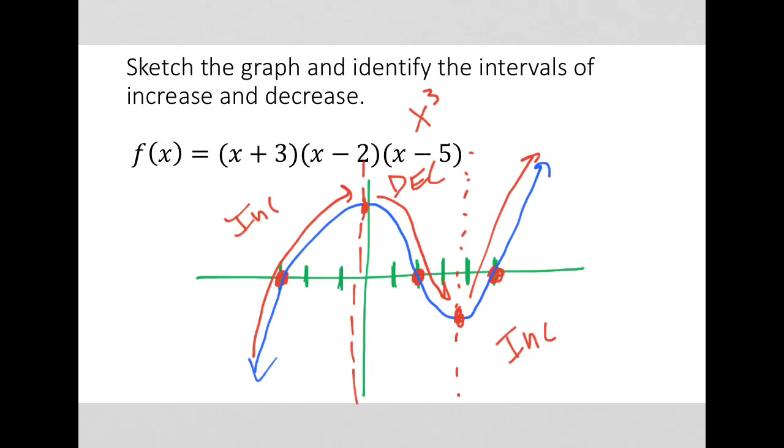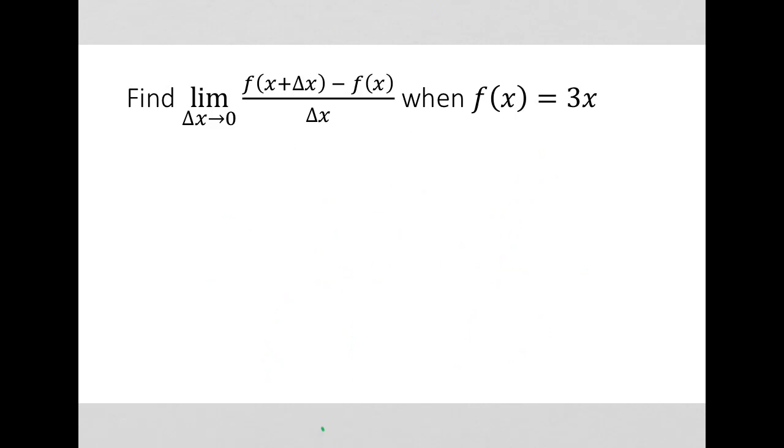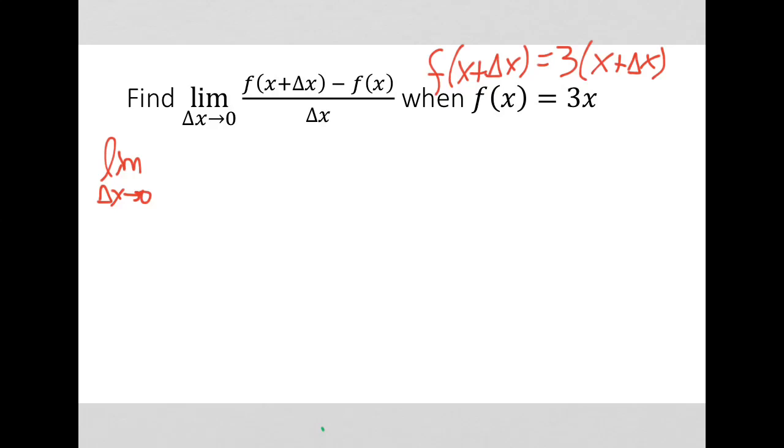We will learn later on in this unit how we could figure out those intervals, the x values of those maximums and minimums, without our calculators. That's where we are heading, and to get there we want to do some limit problems real quick. So let's remember how we do this problem. We're going to write out this limit as delta x approaches 0. F of x plus delta x is just going to be that function. Instead of x, I substitute in x plus delta x.